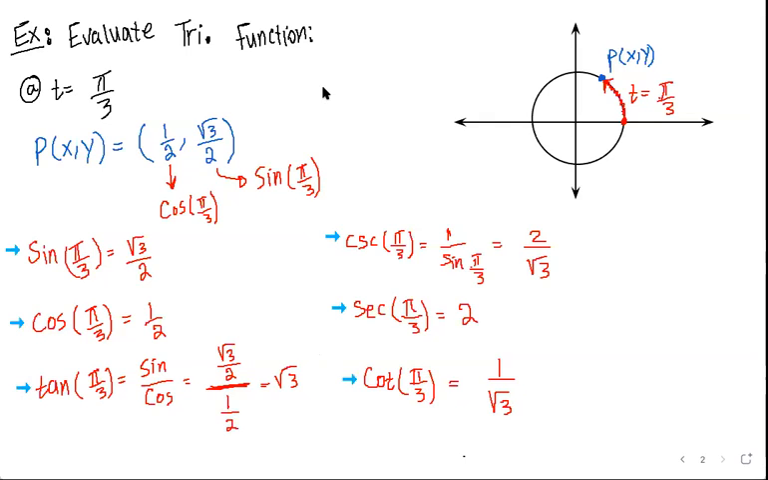So it's the same thing for any terminal point, any t. If I give you t, you have to follow the same steps. You have to find the terminal point, then you have to find the sine, cosine, tan, cosecant, and all of them. It's direct. Now I'm going to give you a table.